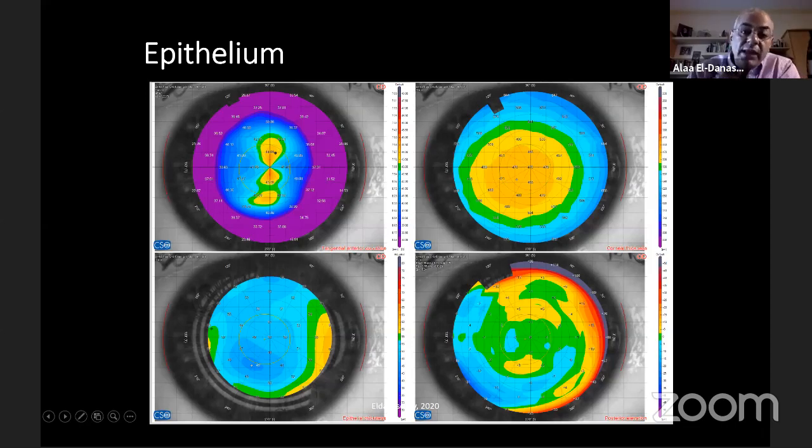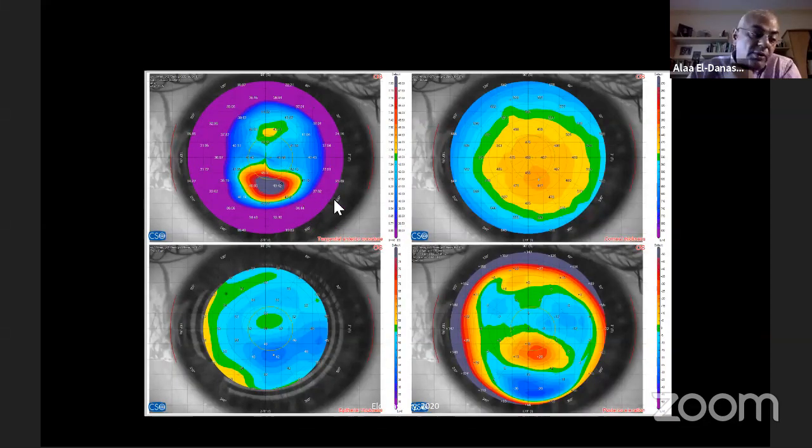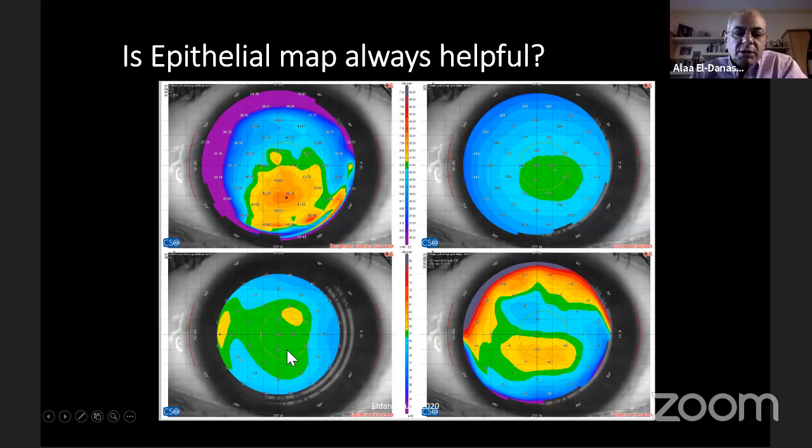But is it helpful all the time? Well, look at this patient: definite keratoconus anterior and posterior, but the epithelial map is absolutely normal. So there is nothing to worry about if you look at the epithelial map only, but the anterior and posterior maps show a clear early keratoconus. The same here, a definite keratoconus, and the epithelial map actually shows thickening.